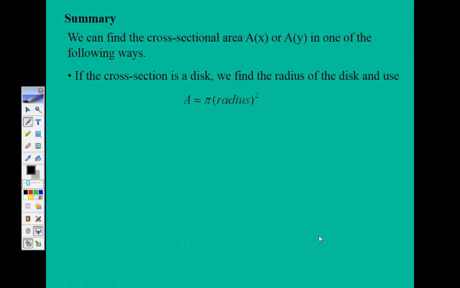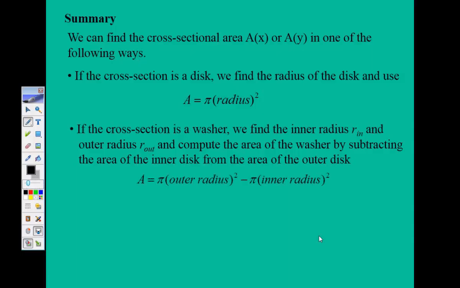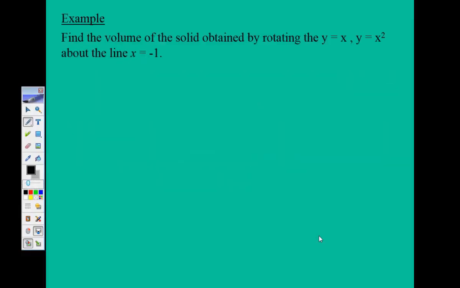Here's a summary of what we've done. Here's another example. Find the volume of the solid obtained by rotating y equals x squared about the line x equals -1.